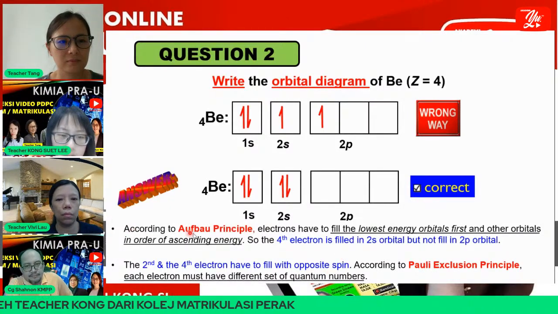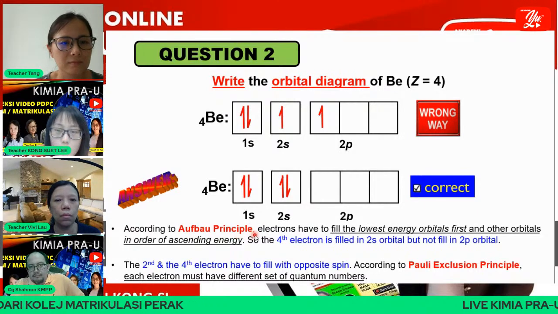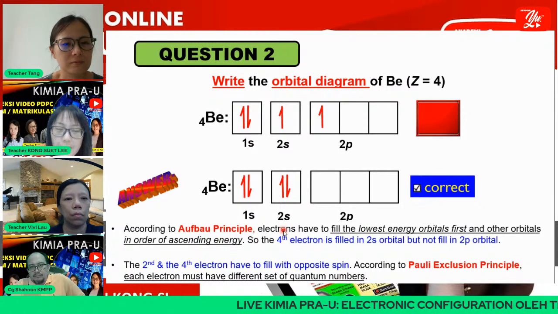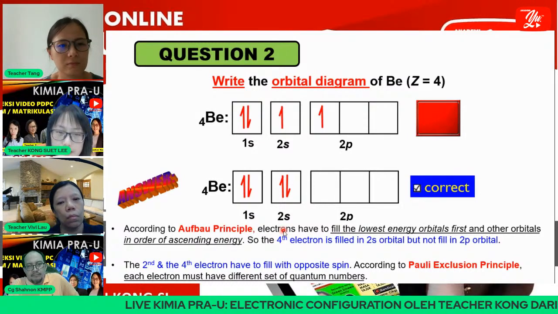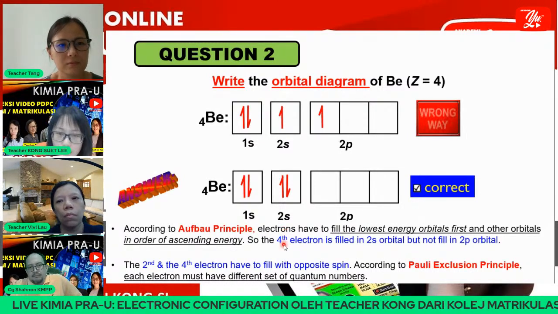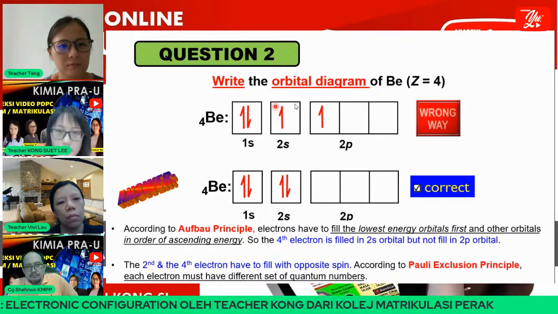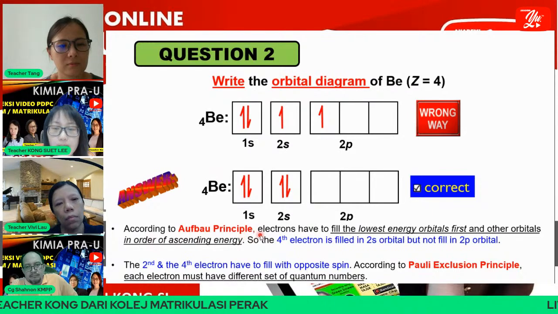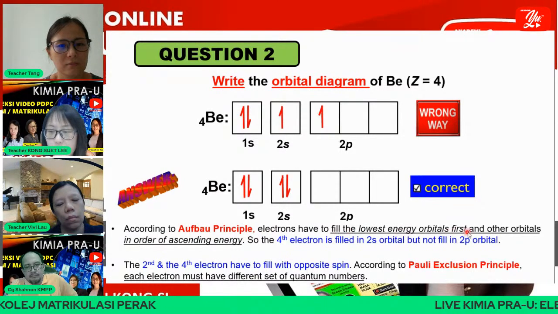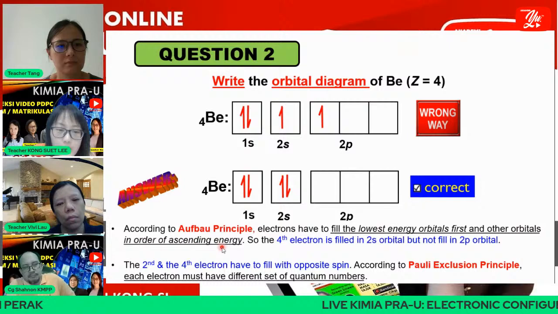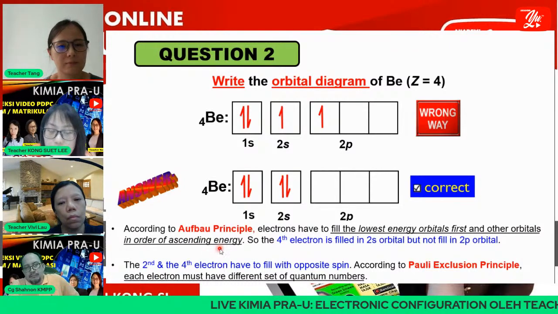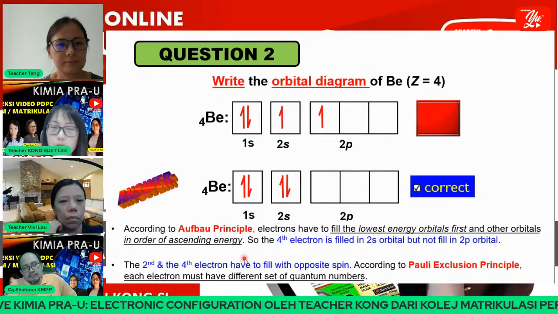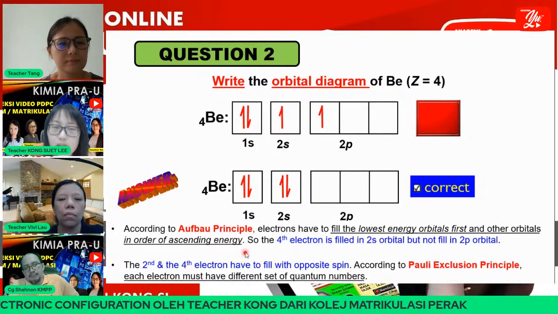When you say according to the Aufbau principle, you must explain what is the definition of the Aufbau principle. After you explain the definition, you must explain in detail based on this question. So for example, according to the Aufbau principle, electrons have to fill the lowest energy orbital first and the other orbitals in ascending order or increasing order. So this one is the explanation, the definition. If you only write this, maybe you cannot get the marks yet because you didn't answer the question.